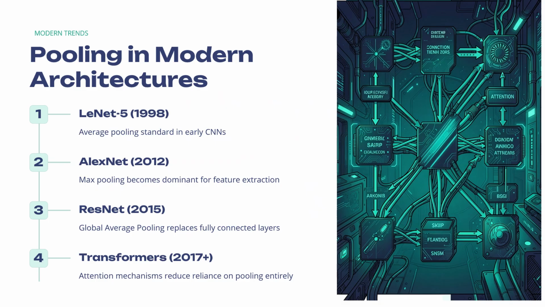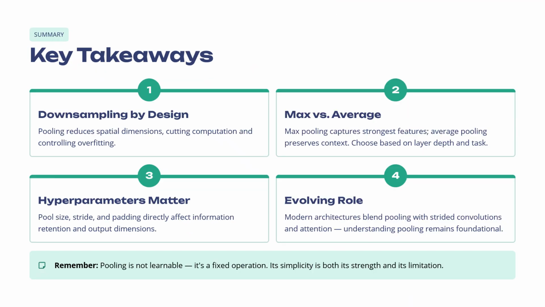Pooling in modern architectures: LeNet, AlexNet, ResNet, and transformers. Downsampling by design, max versus average, hyperparameters matter, and its role evolves.